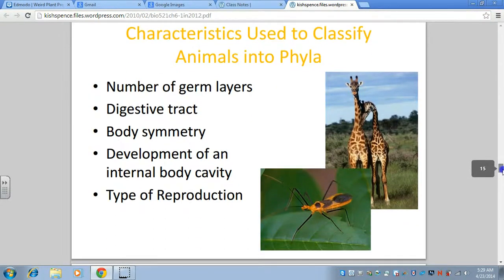The characteristics used to classify animals into phyla include the number of germ layers, digestive tract type, whether it's complete or incomplete, body symmetry, development of an internal body cavity or coelom, and their type of reproduction. They can all reproduce sexually, but is that external or internal fertilization, and how do the young develop, that sort of thing. We will look at these in a little more detail when we get to the animal section.